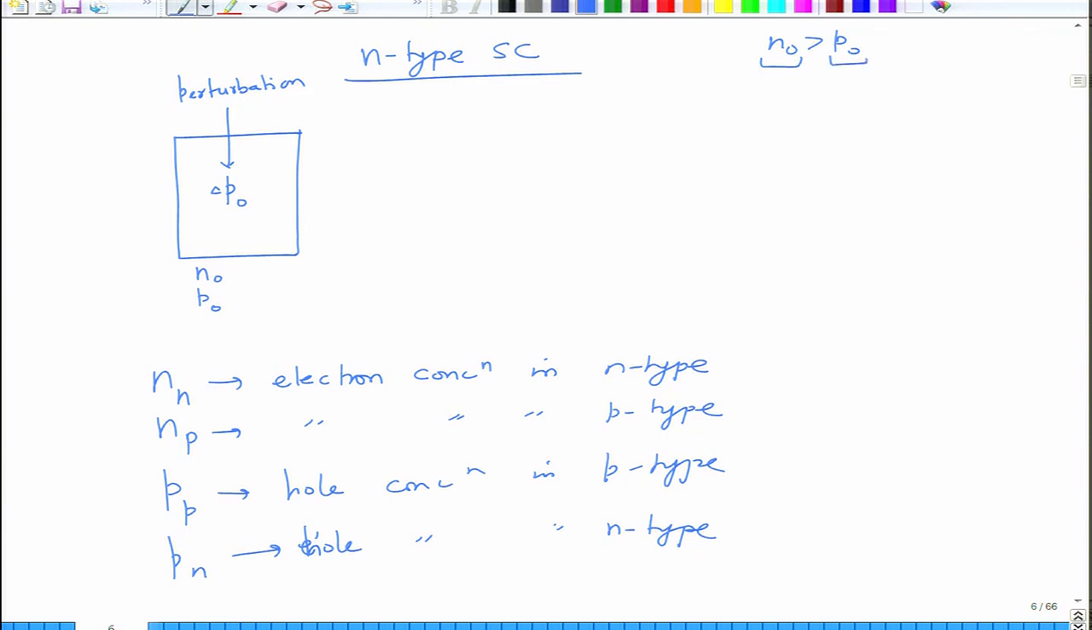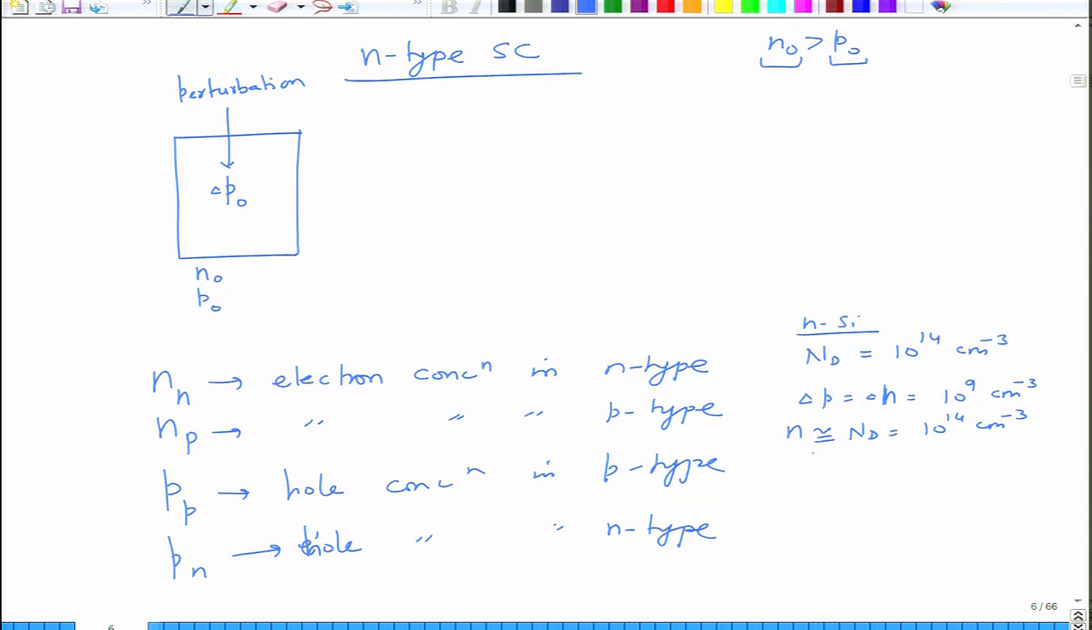Let's say we have a semiconductor with ND equal to 10 to the power 14 per centimeter cube. This is, let's say, N silicon. You create a perturbation so that delta P is equal to delta N is equal to 10 to the power 9 per centimeter cube. Now we know that if ND is equal to this much, then N is approximately equal to ND, which is 10 to the power 14 per centimeter cube.